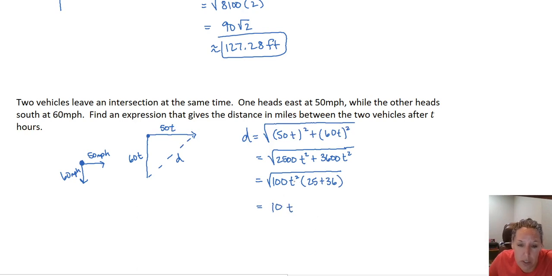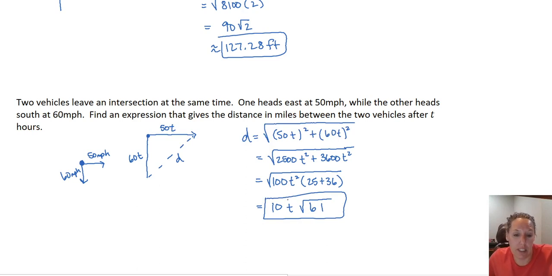The square root of 100 is 10. The square root of t squared is t. Underneath the square root, we'll still have that 25 plus 36. So that's going to be 61 underneath our square root. And I don't believe there are any perfect squares that go into 61. And so that would be our expression for the distance between those two vehicles after t hours.